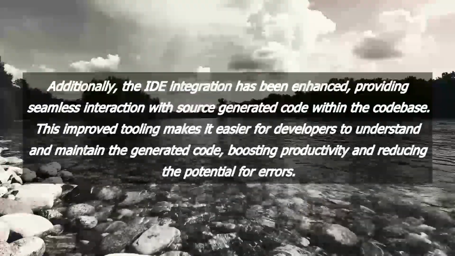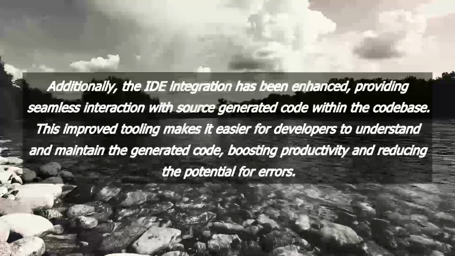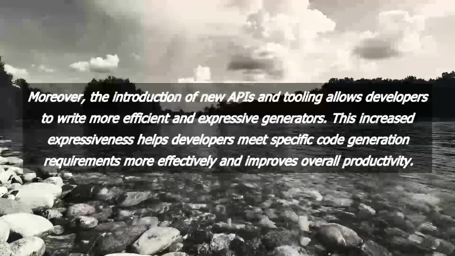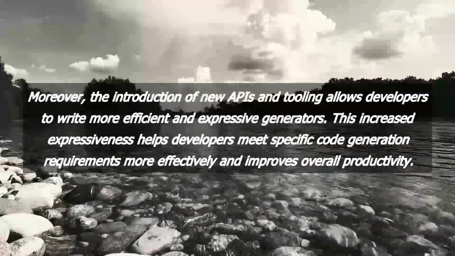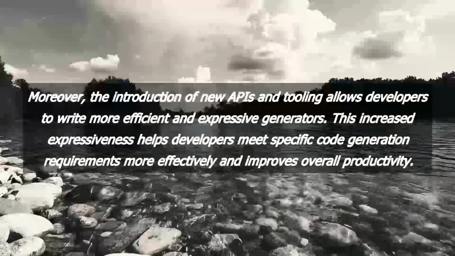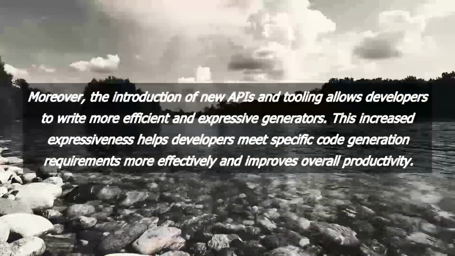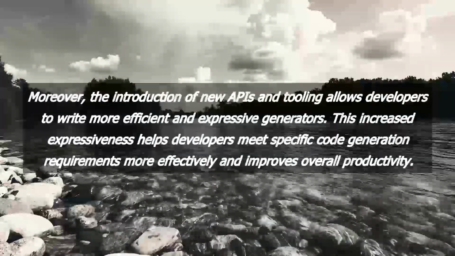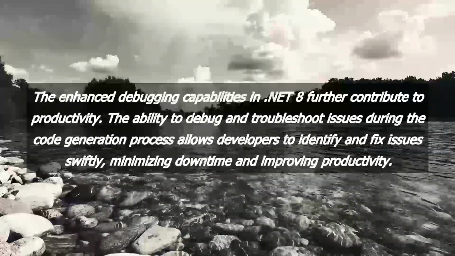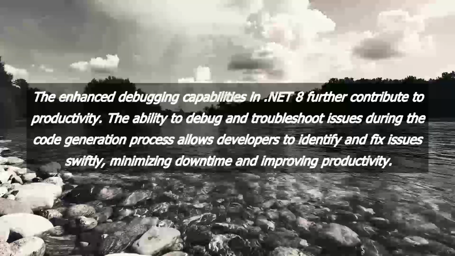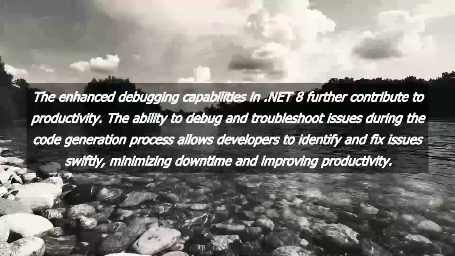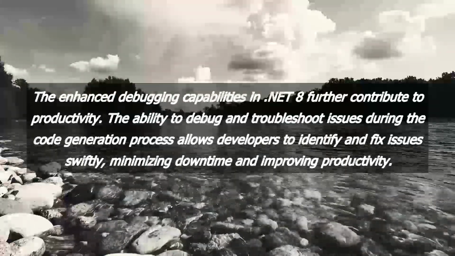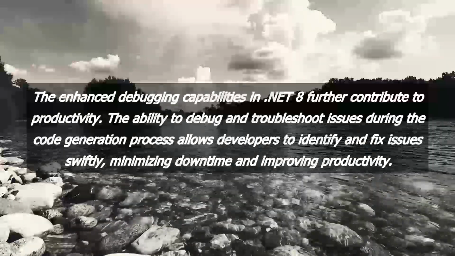This improved tooling makes it easier for developers to understand and maintain the generated code, boosting productivity and reducing the potential for errors. Moreover, the introduction of new APIs and tooling allows developers to write more efficient and expressive generators. This increased expressiveness helps developers meet specific code generation requirements more effectively and improves overall productivity. The enhanced debugging capabilities in .NET 8 further contribute to productivity. The ability to debug and troubleshoot issues during the code generation process allows developers to identify and fix issues swiftly, minimizing downtime and improving productivity.